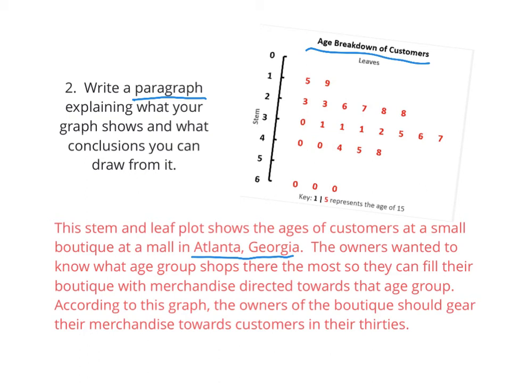The owners wanted to know what age group shops there the most so that they can fill their boutique with merchandise directed towards that age group. According to the graph, the owners of the boutique said they should shoot around the 30s, customers in their 30s. So I explained what the graph was about and then the conclusion that we could draw from the graph. Couple sentences, paragraph, it doesn't have to be a huge paragraph, but more than 1 or 2 sentences.